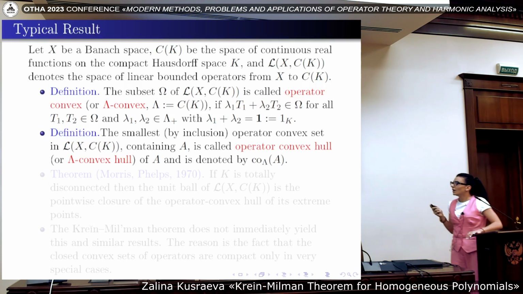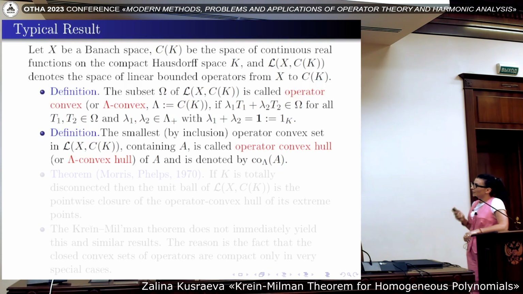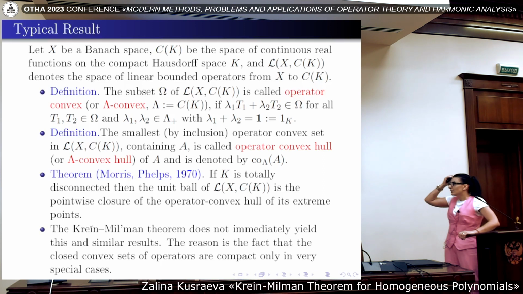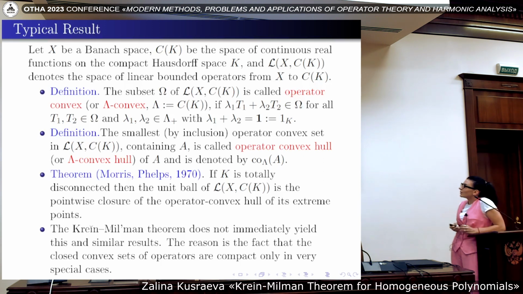And one of the typical results which were obtained in this direction is the following. If K is totally disconnected, then the unit ball of the space L is the pointwise closure of the operator convex hull of its extreme points. But the Krein-Milman theorem does not immediately yield these and similar results. The reason is that the closed convex sets of operators are compact only in very special cases. So the problem was in compactness.